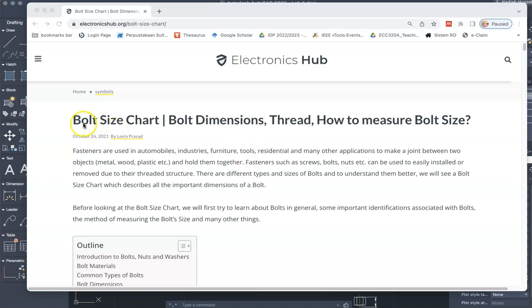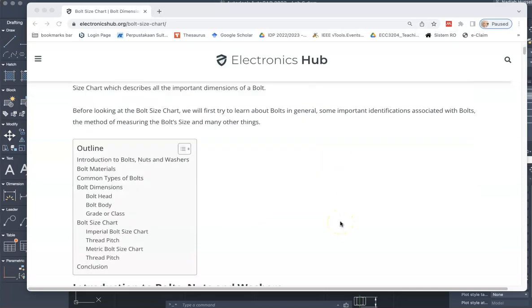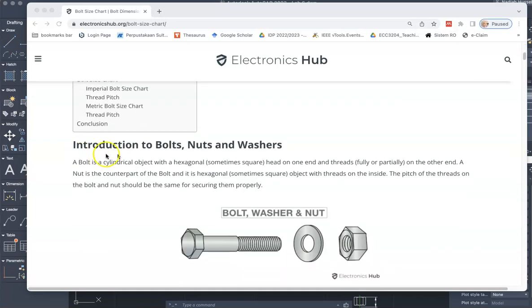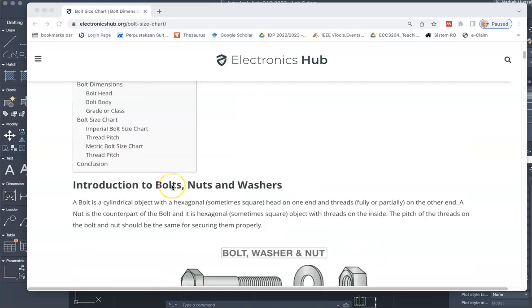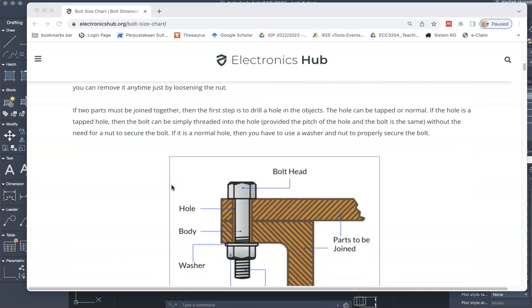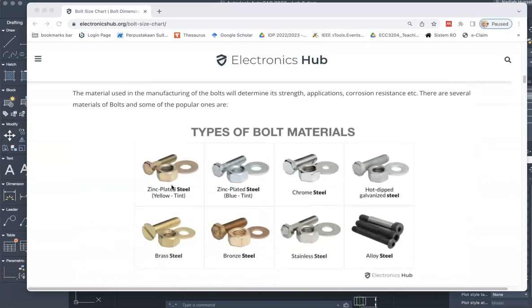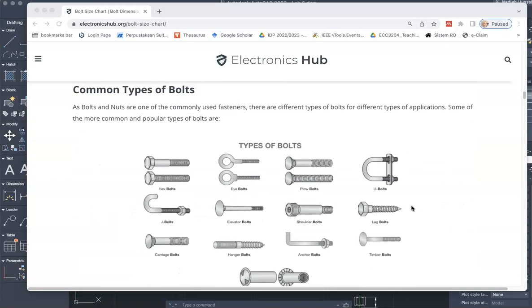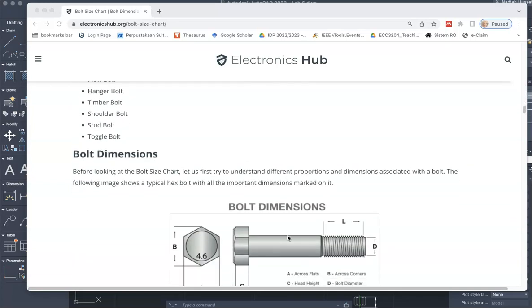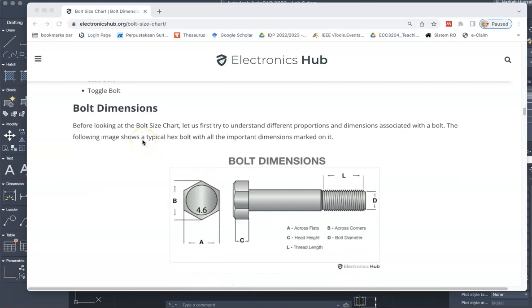So here is the bolt size chart page by Electronics Hub, which I already pasted in your PDF Lab 6, okay? Here it gives us an introduction to bolts, nuts and washers, but we are only interested in this guy for now. And here it gives us the types of bolt materials. We are also not interested in that. The common types of bolts. And then here is what we're interested in, which is the bolt dimensions.